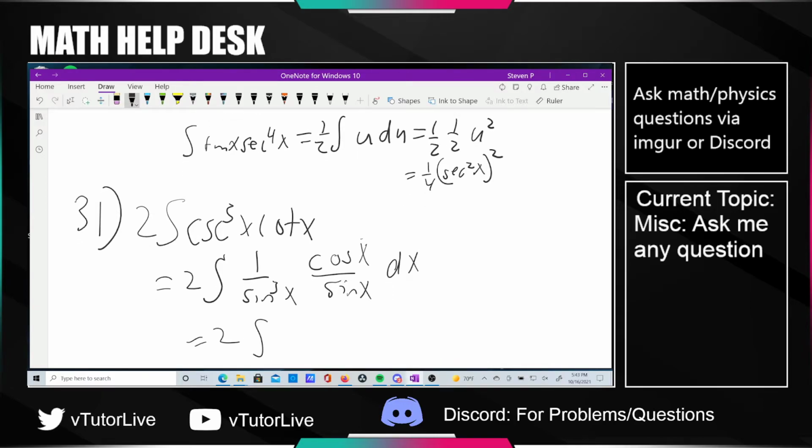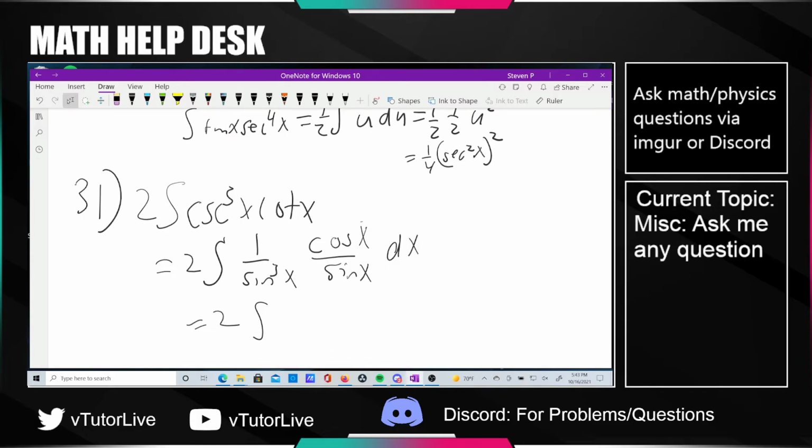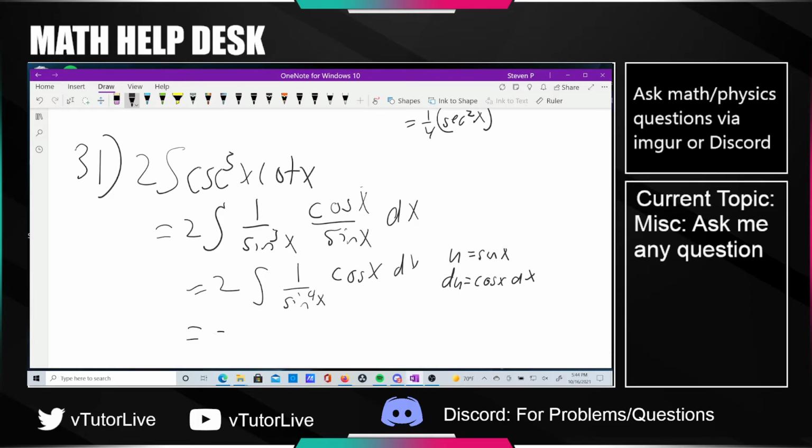Because remember what I said about the pattern of when sine was to some power and cosine of x was sort of on its own next to dx? Well, that works just fine, even if sine is on the bottom. There's no reason why you can't do u substitution for this too. So if you let u equal sine of x and du equal cosine of x dx, what does this turn into? It turns into something super clean.